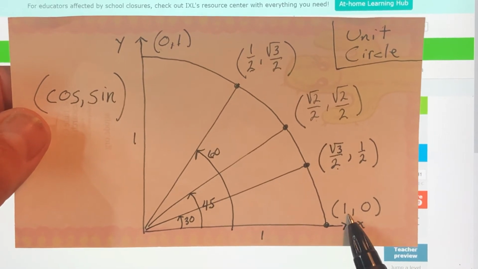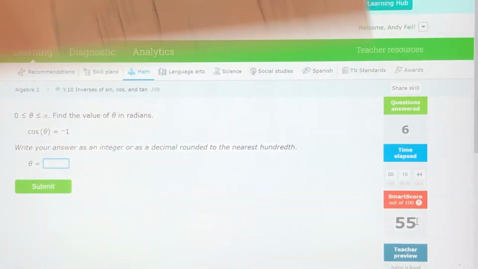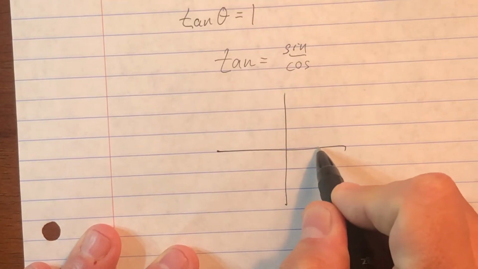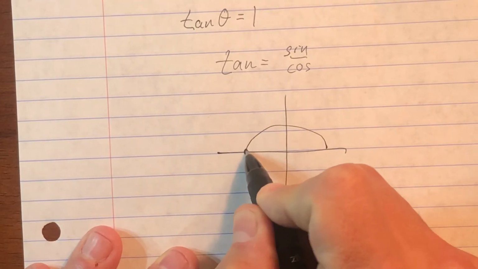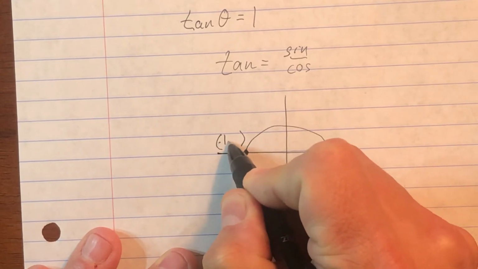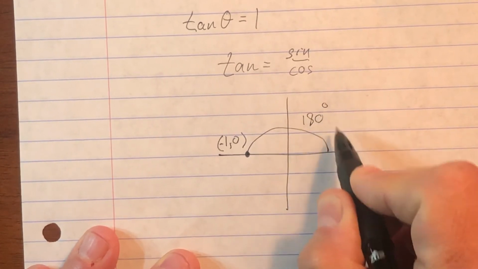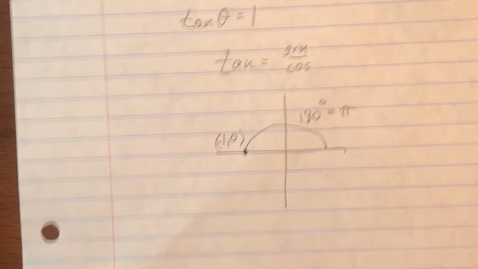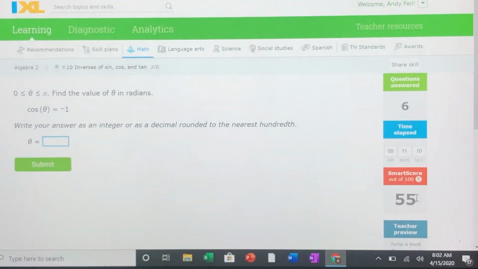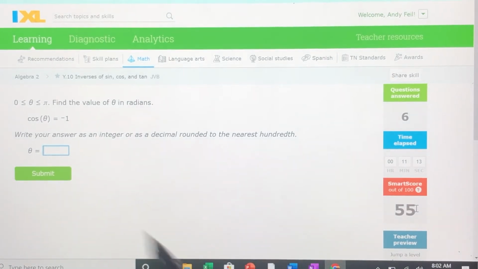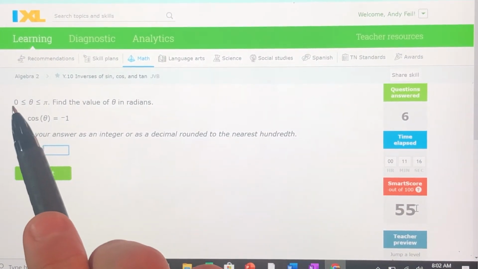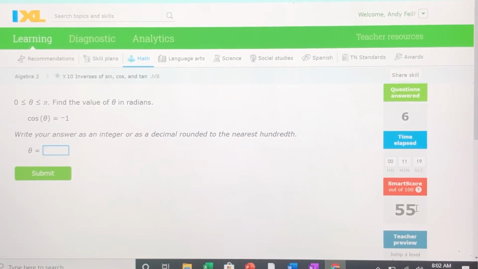The cosine is the x-coordinate. But you know that on the unit circle, if I were to draw a unit circle here, where do you get an x-coordinate of -1? Right there. You get it at 180 degrees, which is the same as pi. So the answer to this one, if they want to know what angle has a cosine of -1, and it says the answer has to be between 0 and pi, well, we just figured out that it's going to be pi.